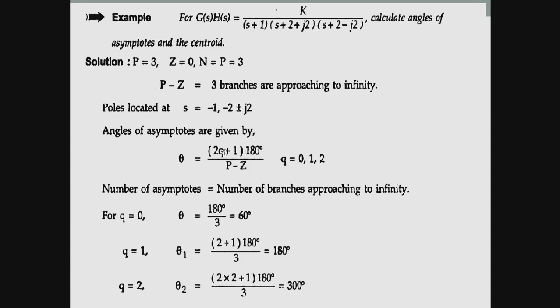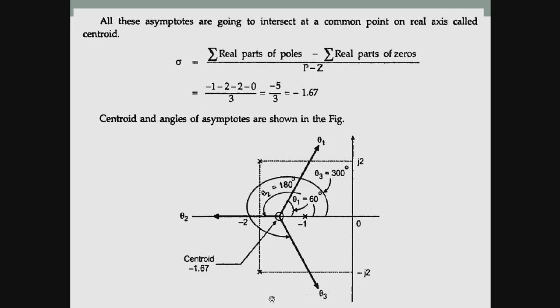Similarly, next if we take q equal to 1, it will be 2 into 1 plus 1, which is 3, into 180 degrees divided by 3, so it will be 180 degrees. Similarly for q equal to 2, if I do it the same way, it will be 300 degrees. So this is how the asymptote angles are calculated.